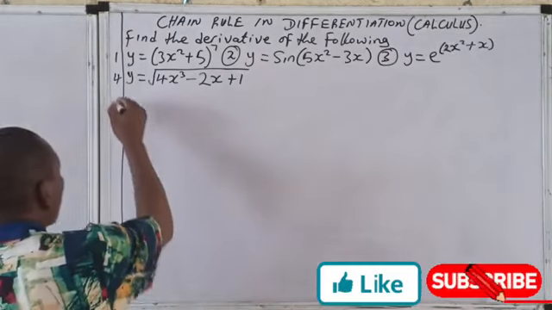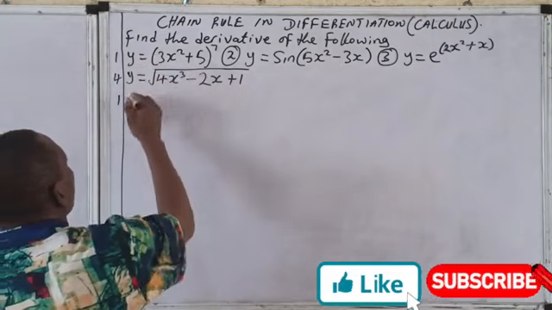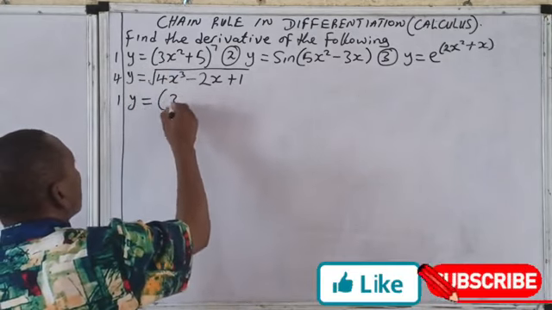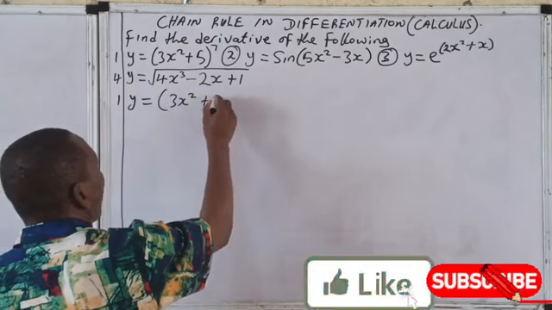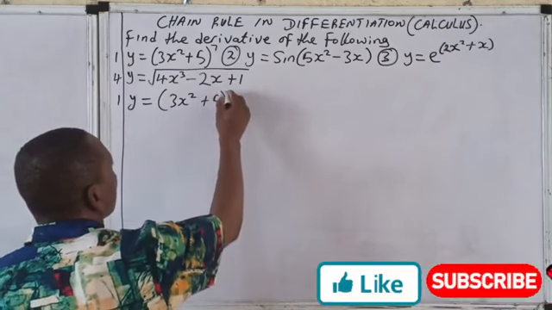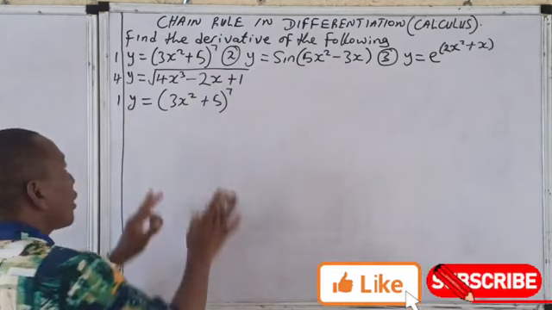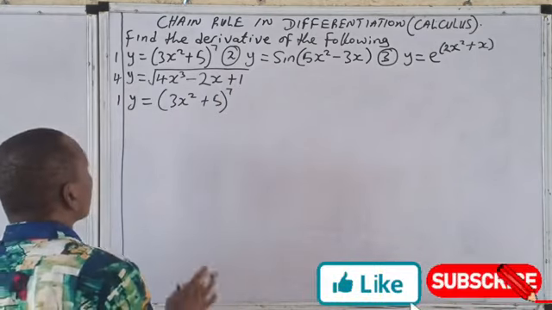Now, let's take the first question. y is equal to (3x squared plus 5) raised to the power 7. Now, if you are given this kind of question, it's very simple stuff.